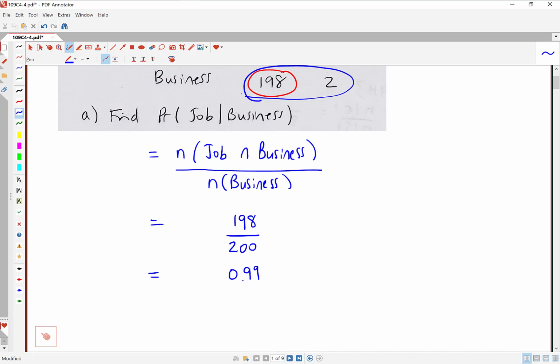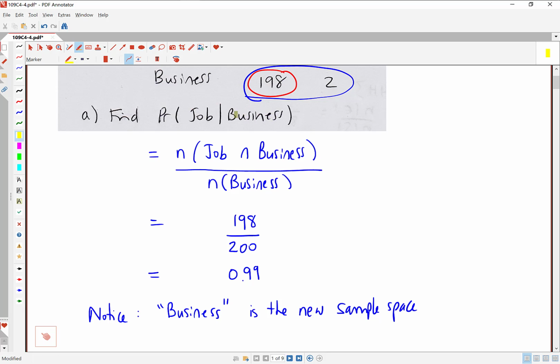So a couple of comments to make about this because this is our first conditional probability. So first thing to notice is that business is now the new sample space. Remember, business was our given information, and we're asking, given that a student is in business now, how likely is it that they have a job? So what we've done is we've shrunk the problem down so that we're only looking at the business students now. So that's what we mean by business being the new sample space. We've now got a smaller sample space.